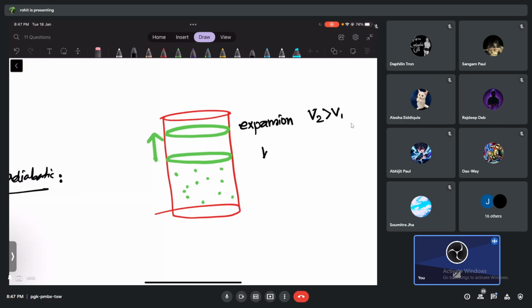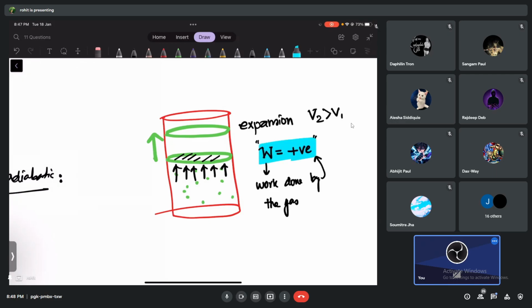What kind of W am I going to get, positive or negative? Final volume is greater, so positive. Positive work done means this work done by the gas is positive. And you know what it means? It means that the piston is really pushed by the gas. That is the meaning of work done positive.